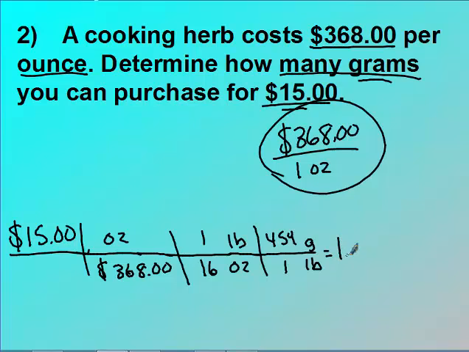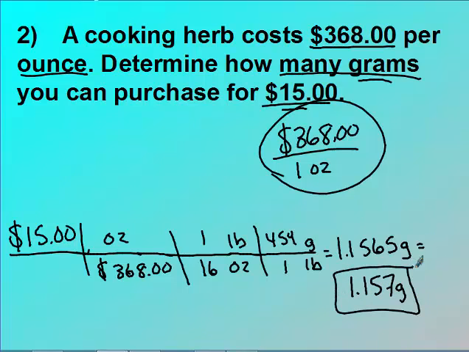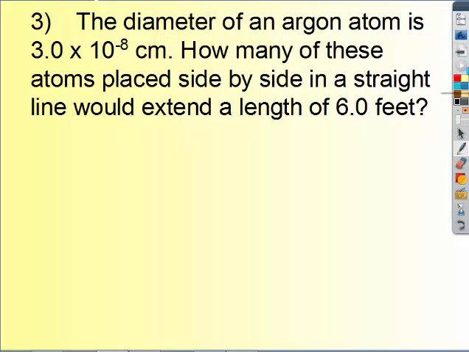Multiplying and dividing. You should get this in the calculator. And we're going to go with 4 significant figures, since we had 4 significant figures in here. Go ahead and pause the video and try this one on your own. Restart when you think you have it or if you get stuck.